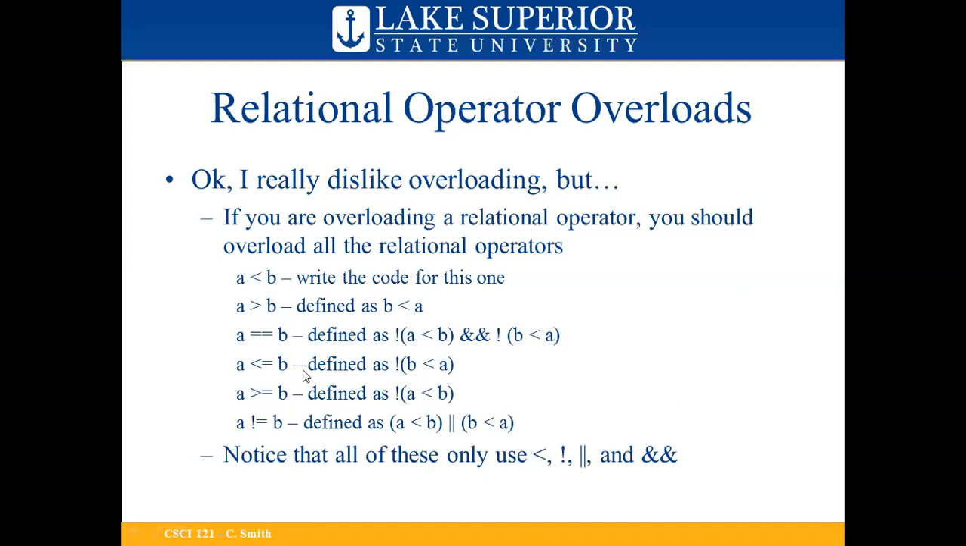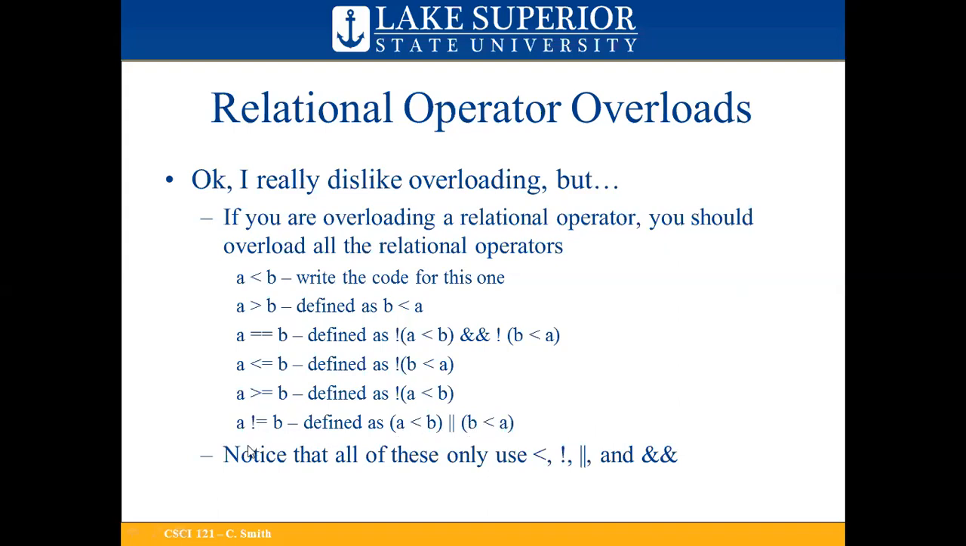A less than or equal to B is not B less than A. Again, these are identities in Boolean logic. And so, again, I've redefined less than or equal to by rearranging the items here and making it a not less than. A greater than or equal to B is defined as not A less than B. And A not equal to B is defined as A less than B or B less than A.